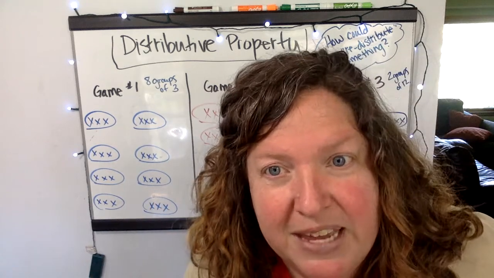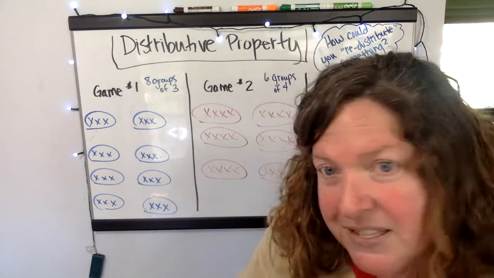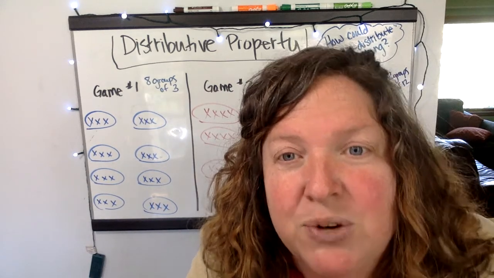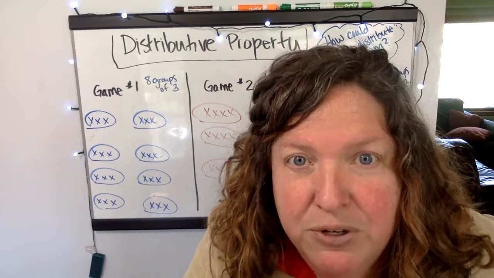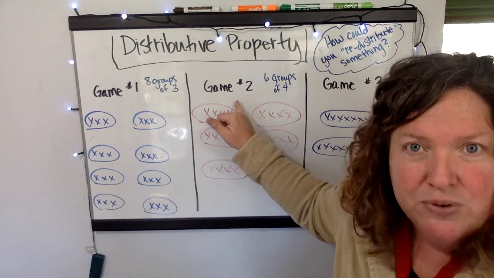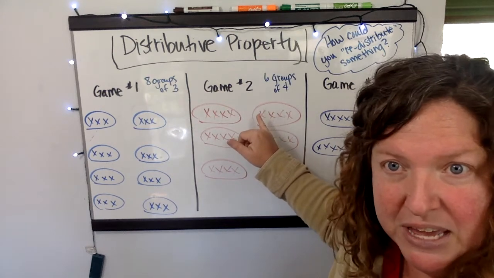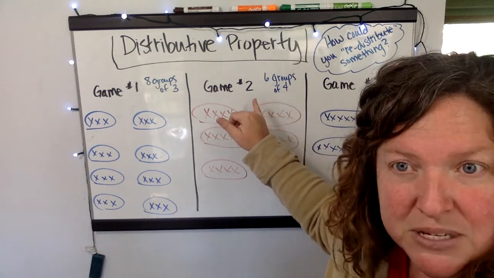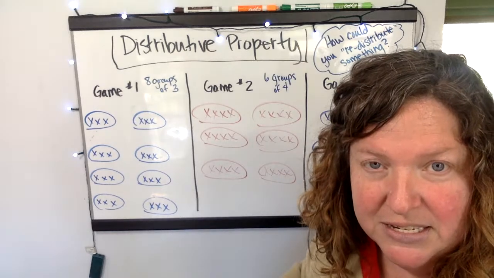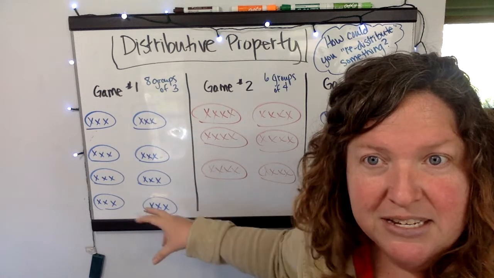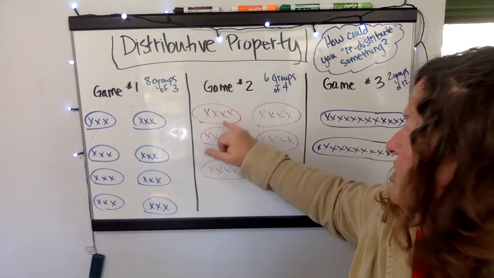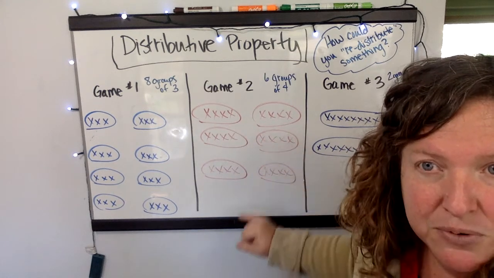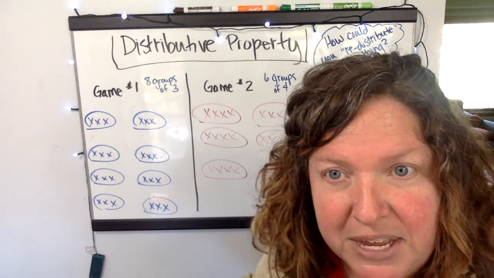You get done playing that game, and your teacher might say, time to do a different game. We need to redistribute ourselves into different groups. So, game 2, you might need 6 groups of 4 kids. We've got the same amount of kids, we're just reorganizing them into different groups. This time we've got 6 groups, and in each of those we have 4 kids.